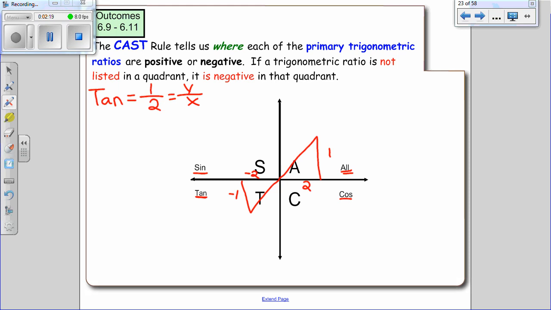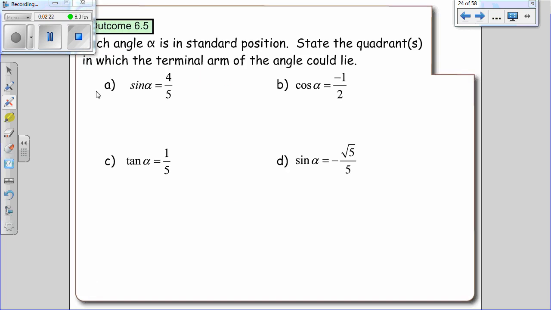We then did a little bit of practice on where things could be built. So for instance, you looked at sine. You already did this example in part 1. Sine is positive. You do cast. That means it's in the all and it's in the sine quadrants. So this triangle could be built in 1 and 2.